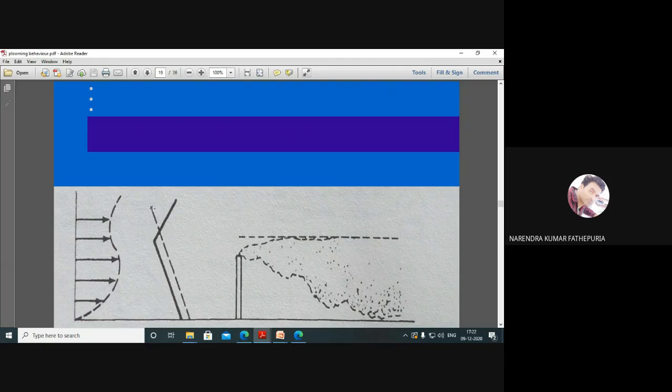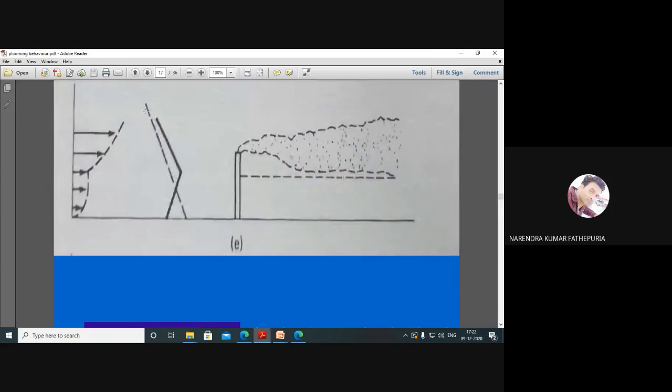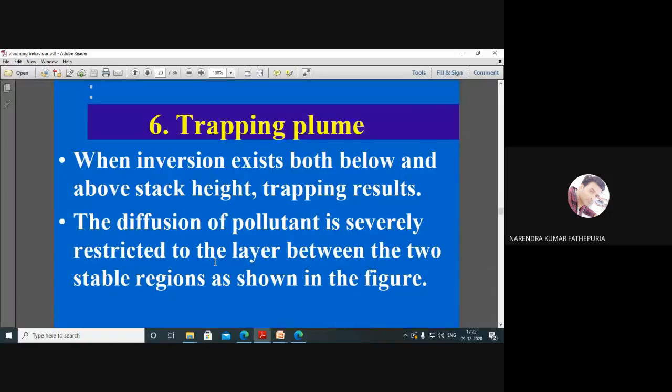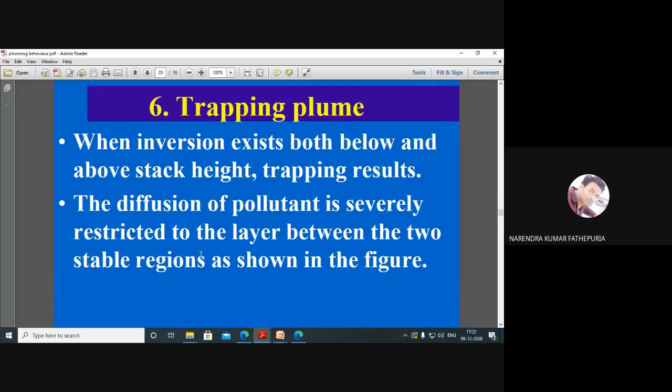Here, adiabatic lapse rate and environmental lapse rate. So the dotted line we have considered as the adiabatic lapse rate, and this is the ELR. So this will be the relation for it. And this graph will be like this. Don't get confused here. The comparison sometimes.